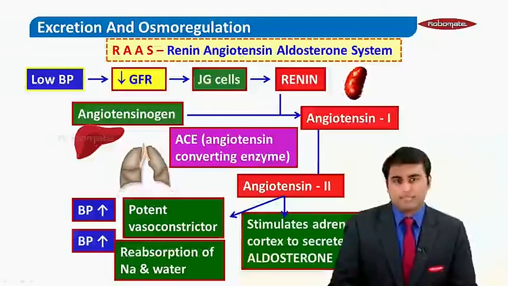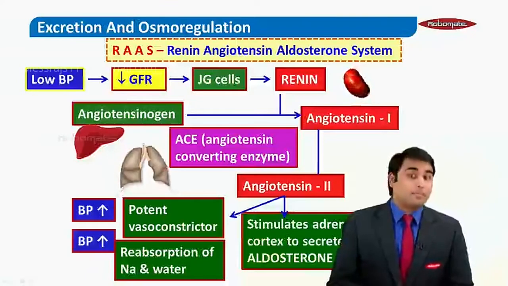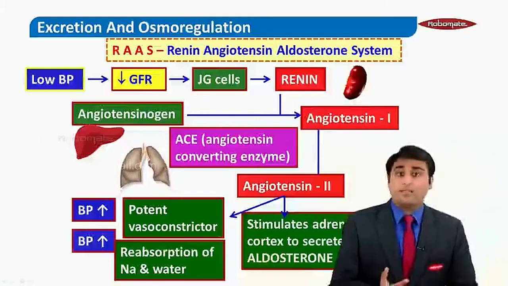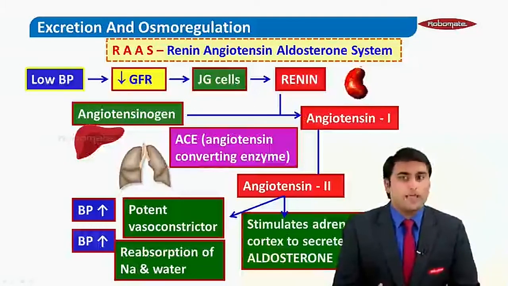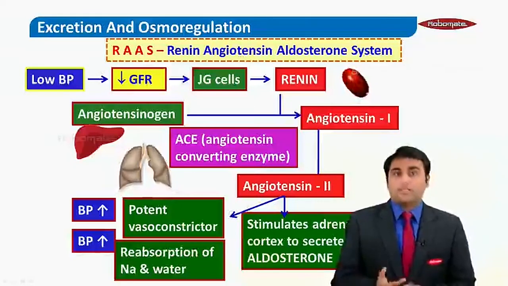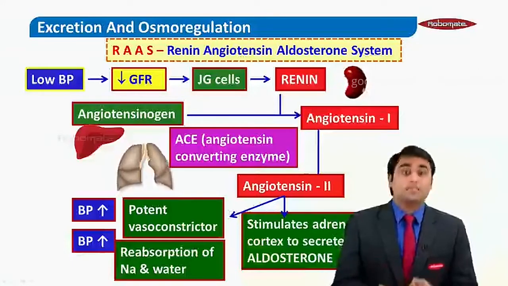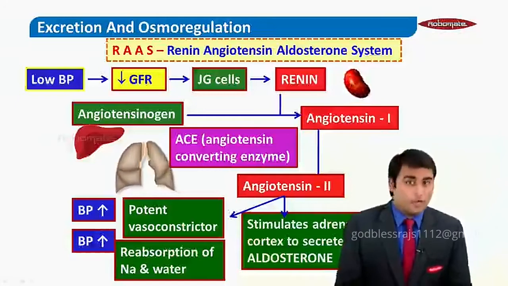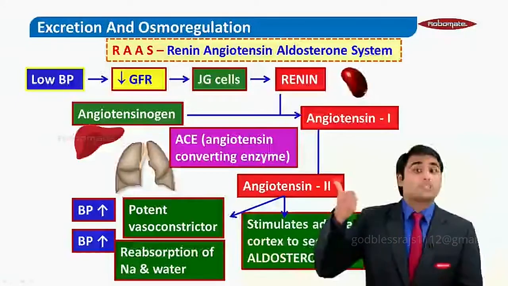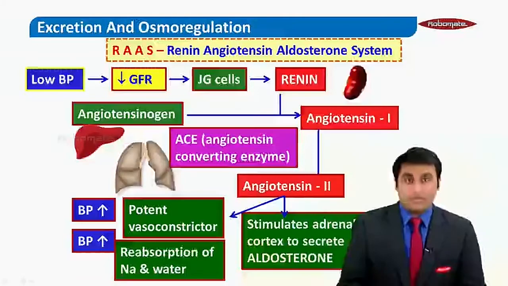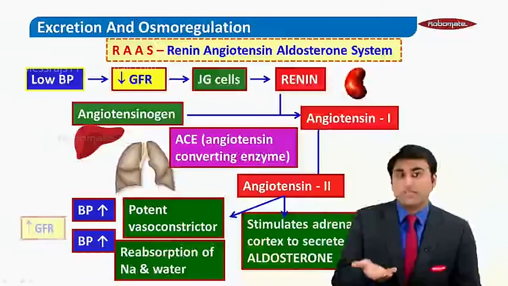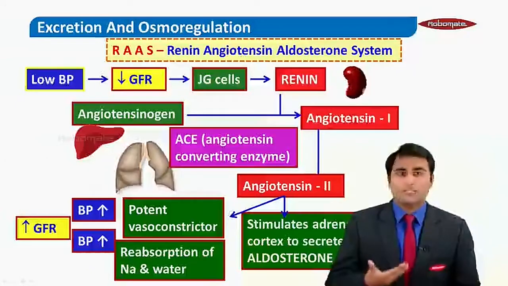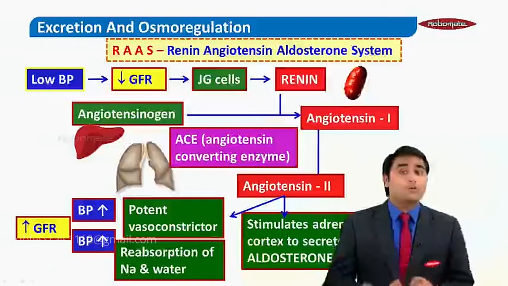Now as there is increase in blood volume, that will also increase the blood pressure. Now, we are increasing blood pressure via two methods. One is the vasoconstriction and another is by reabsorption of sodium and water. Due to which there is increase in blood pressure, and that is the main motive of the renin-angiotensin mechanism, because the condition has arisen due to low blood pressure. Now here we have increased blood pressure, due to which the glomerular filtration rate also increases, or we can say that it comes back to normal.